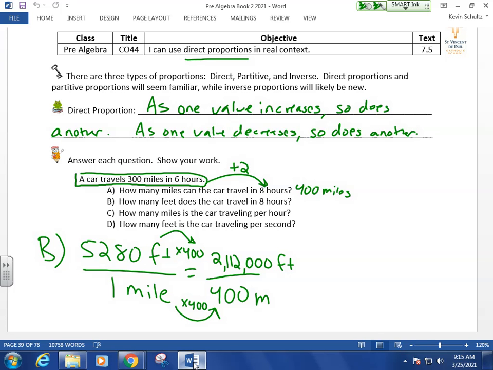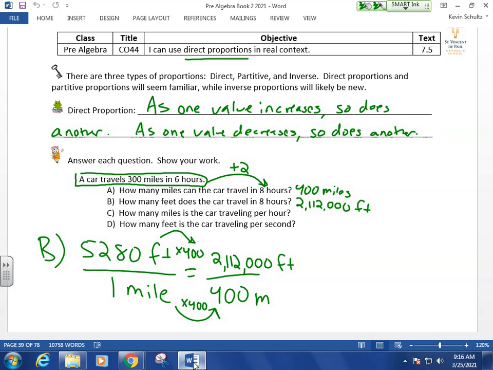Okay. Again, not new concept. We covered this in CO43. It's now recognizing that, okay, for this question, I need to convert units, so I need to set up a scale factor type situation, right? Like we've done before. So how many feet does the car travel in 8 hours? 2,112,000 feet. Questions so far?